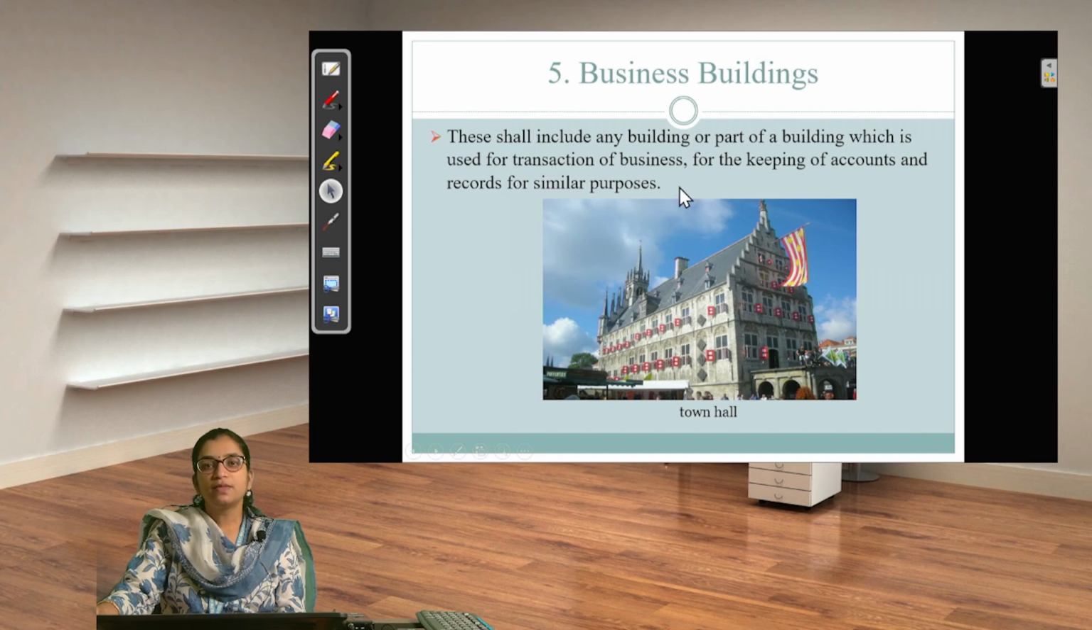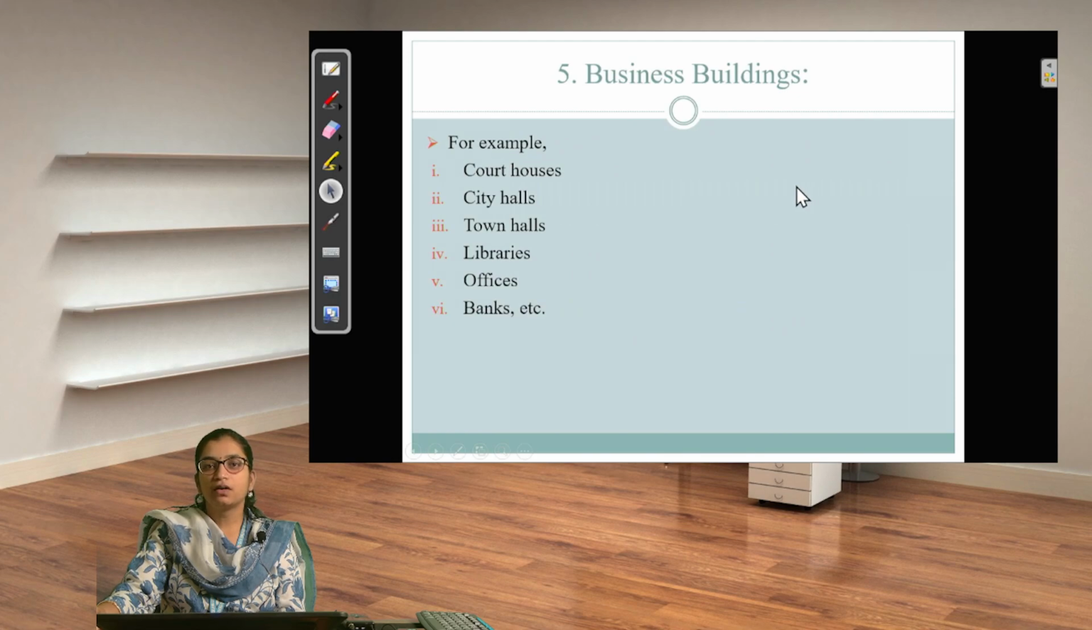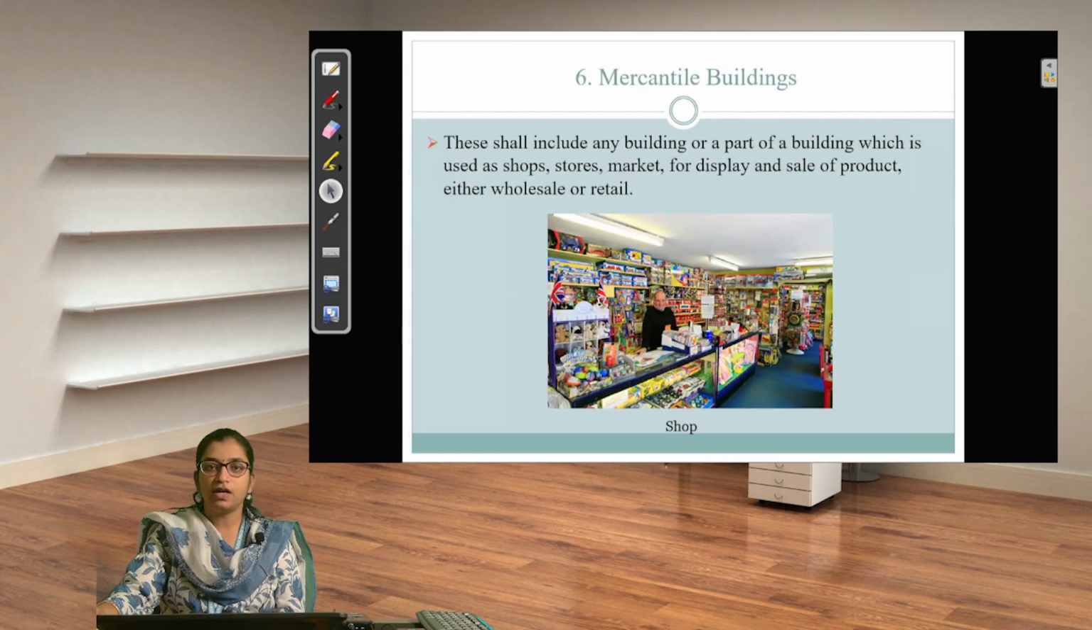Fifth one is the business building. As per the name, where money transactions are done, that building we call a business building, where we can sell and gain prices for any kind of products. That building we consider as a business building. It covers court halls, city halls, town halls, libraries. Most commonly, banks or offices or any kind of business centers. All those we consider as business buildings.